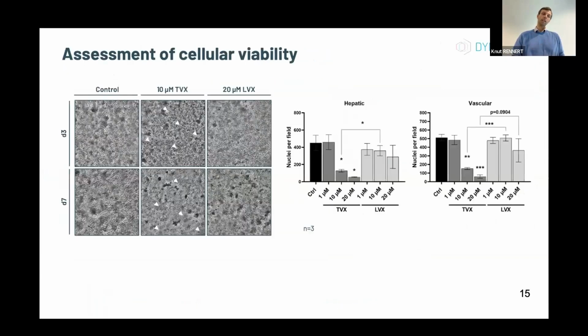Coming now to the analysis of the cellular viability. On the left side, you see bright field images where you see that at plasma concentrations of trovafloxacin, 10 micromolar, you get some holes and some areas where cells are not attached anymore. This could not be shown for levofloxacin.